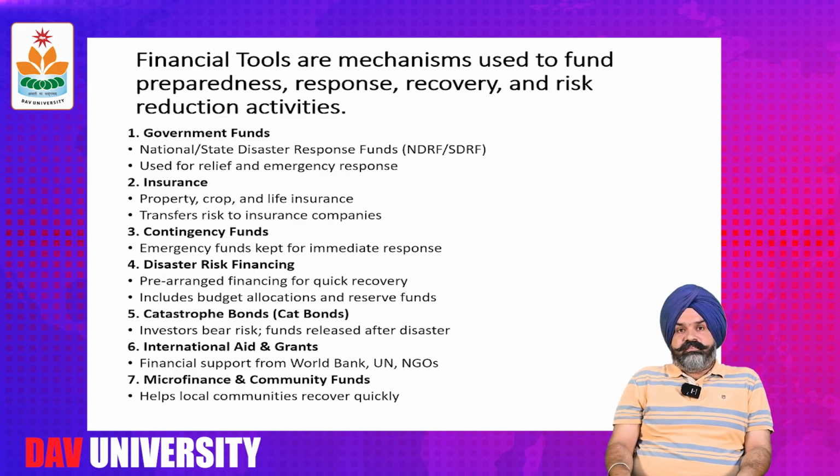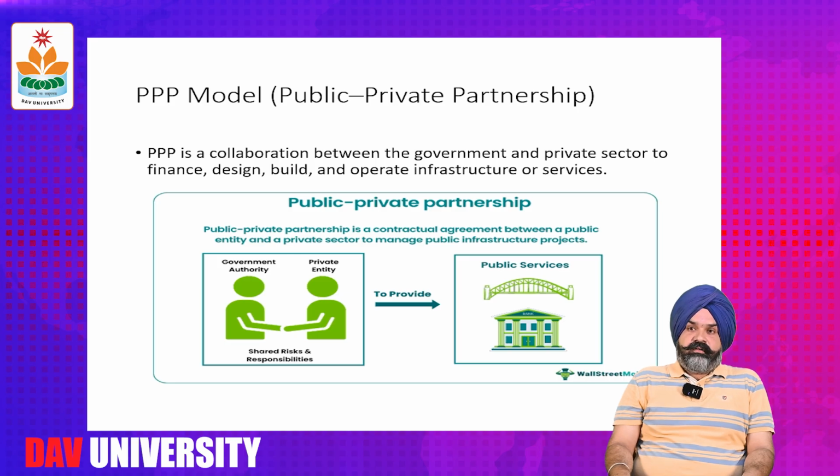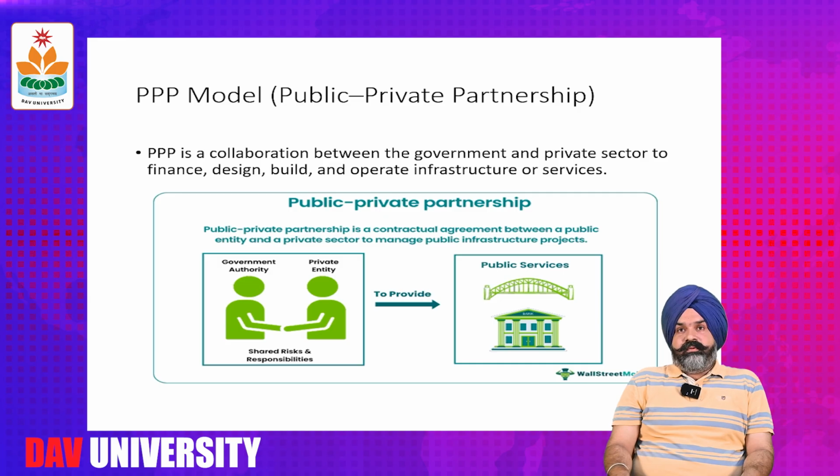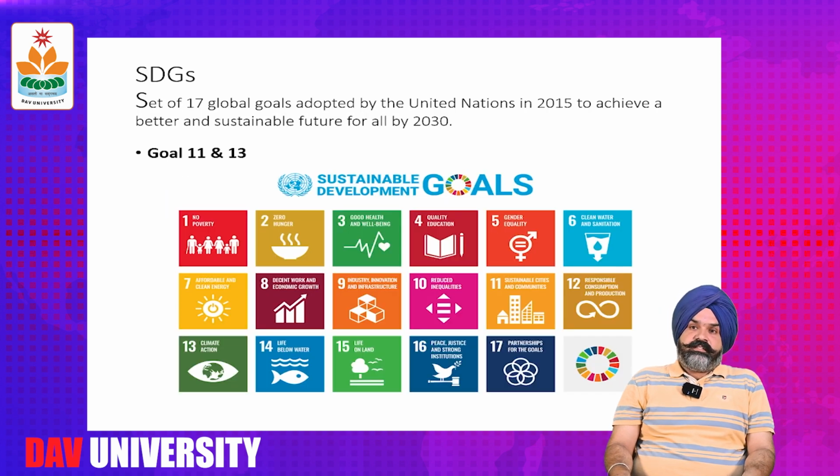The third point is contingency funds. Fourth is disaster risk management. And the fifth is catastrophe bonds. Sixth is international aid and grants. Seventh is microfinance and community funds. PPP. If there are conditions in which these seven points are not applicable, in those conditions the PPP model is very important. PPP means public-private partnership. It is the collaboration between the government and private sector to finance, design, build and operate infrastructure or services.